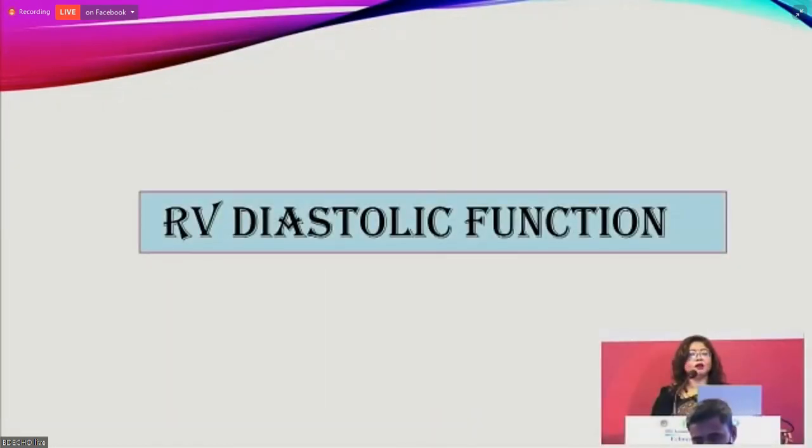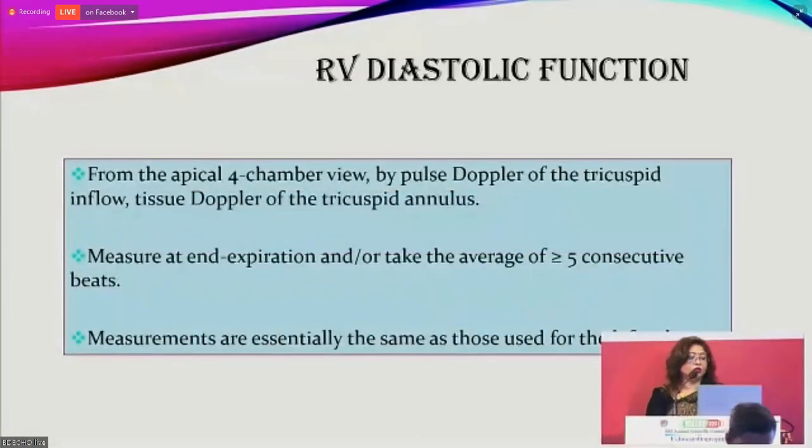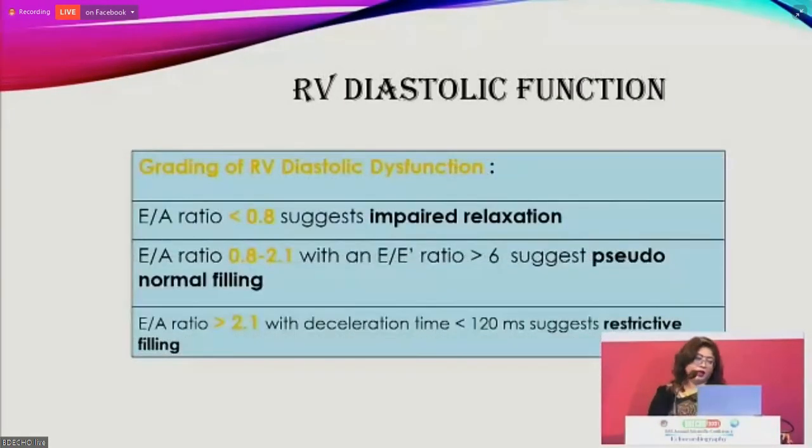Now comes the RV diastolic function. It is assessed from the apical 4-chamber view by pulse Doppler of the tricuspid inflow and tissue Doppler of the tricuspid annulus. The measurement is similar to that of the left side. We all know that. And here, grading of RV diastolic dysfunction: an E/A ratio less than 0.8 suggests impaired relaxation.